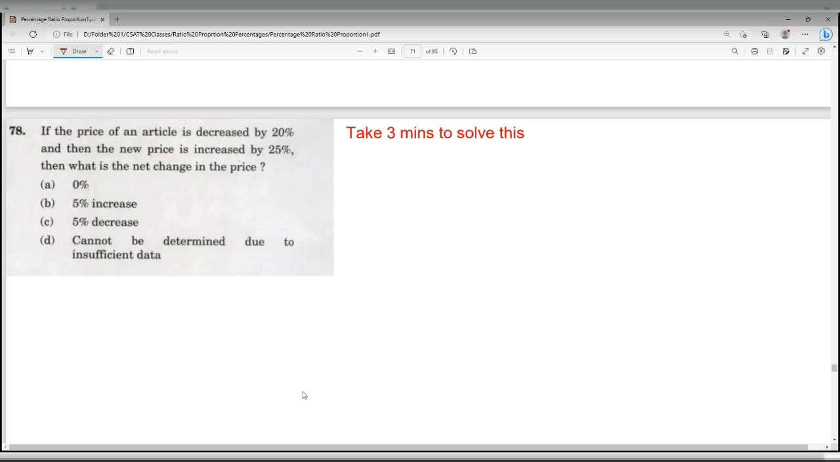So if the price of an article is decreased by 20%, and then the new price is increased by 25%, then what is the net change in the price? So let the initial price be P0. Now they're decreasing the article's price by 20%. So the new price P1 is equal to (1 minus 20 by 100) into P0, which is 0.8 P0.